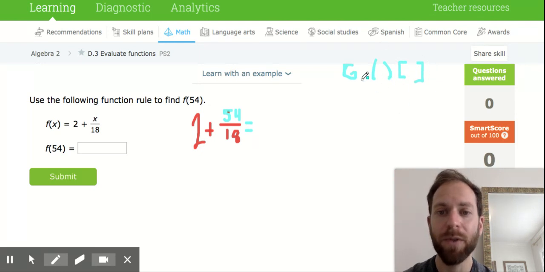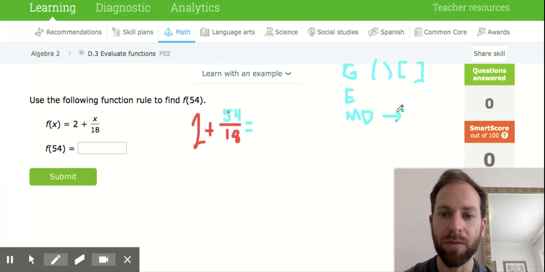It could be that it's in the denominator or the numerator, and you want to evaluate that first. So grouping, then exponents, then multiplication and division from left to right, whether it's multiplication or the division that comes first. And same with addition and subtraction. Since those are inverse operations, you do them at the same time from left to right.